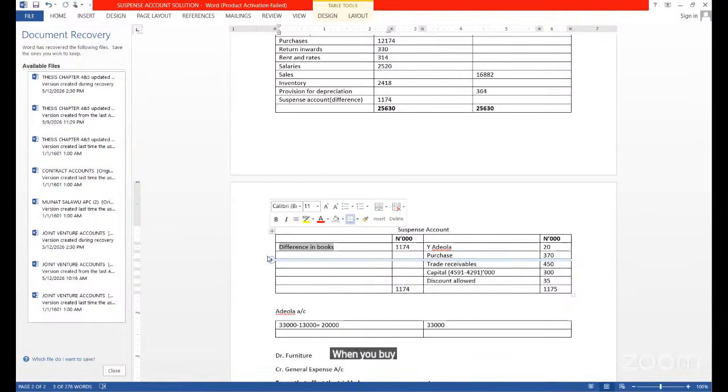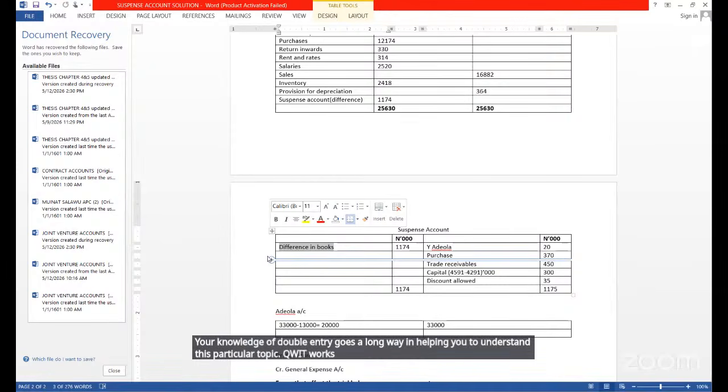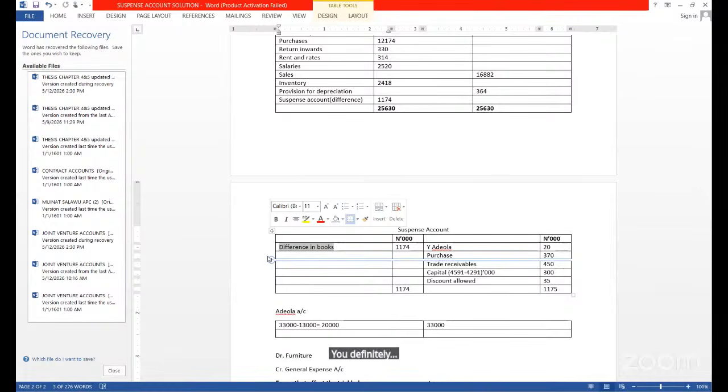When you buy goods normally, what should you do? So you people will go back to your double entry. You read your double entry very well, because your knowledge of double entry goes a long way in helping you to understand this particular topic. You debit purchases and credit the person's account or credit cash. You credit the person's account if the purchase was made on credit.